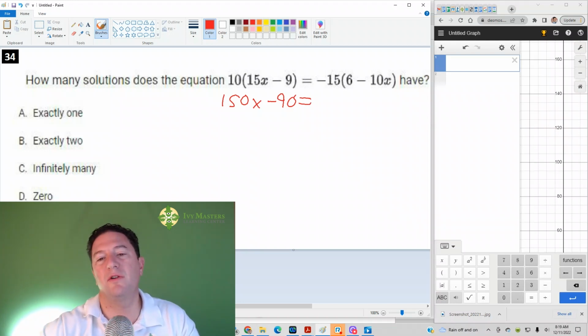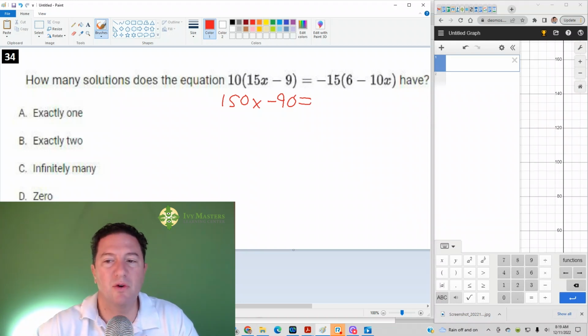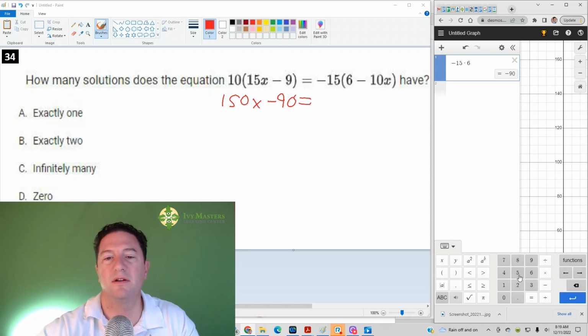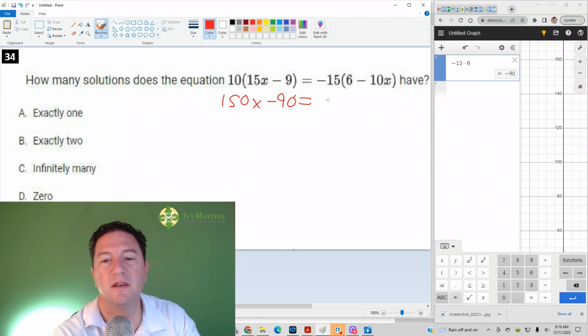Now, if you don't know negative 15 times 6, of course you could write it out and do it by hand, but we've also got your Desmos over here. So you could just do your negative 15 times 6, and you get it right there. It's negative 90. And then a negative times a negative over here is going to be a positive 150x. And what you might notice here is they're the same.